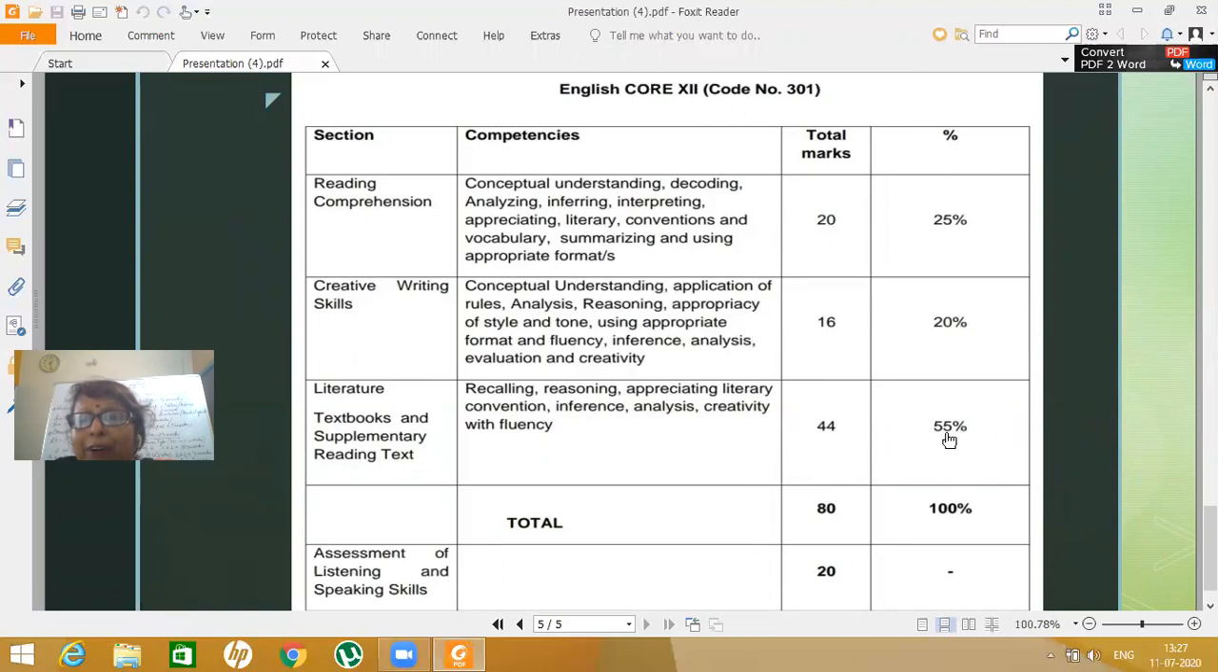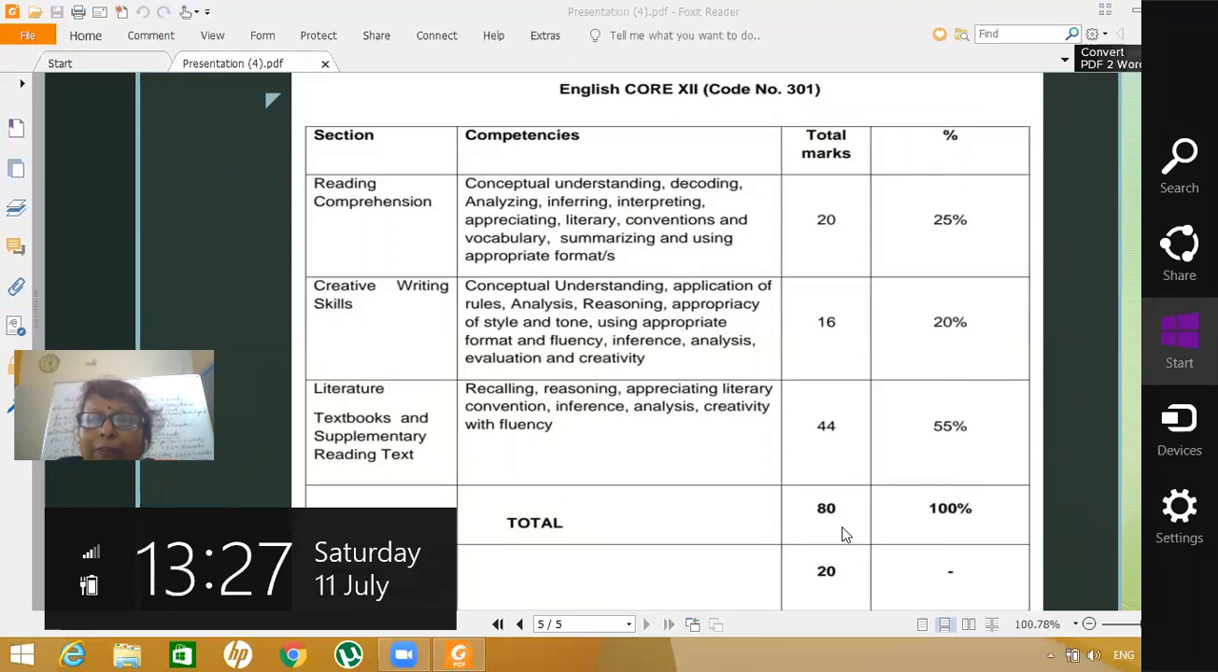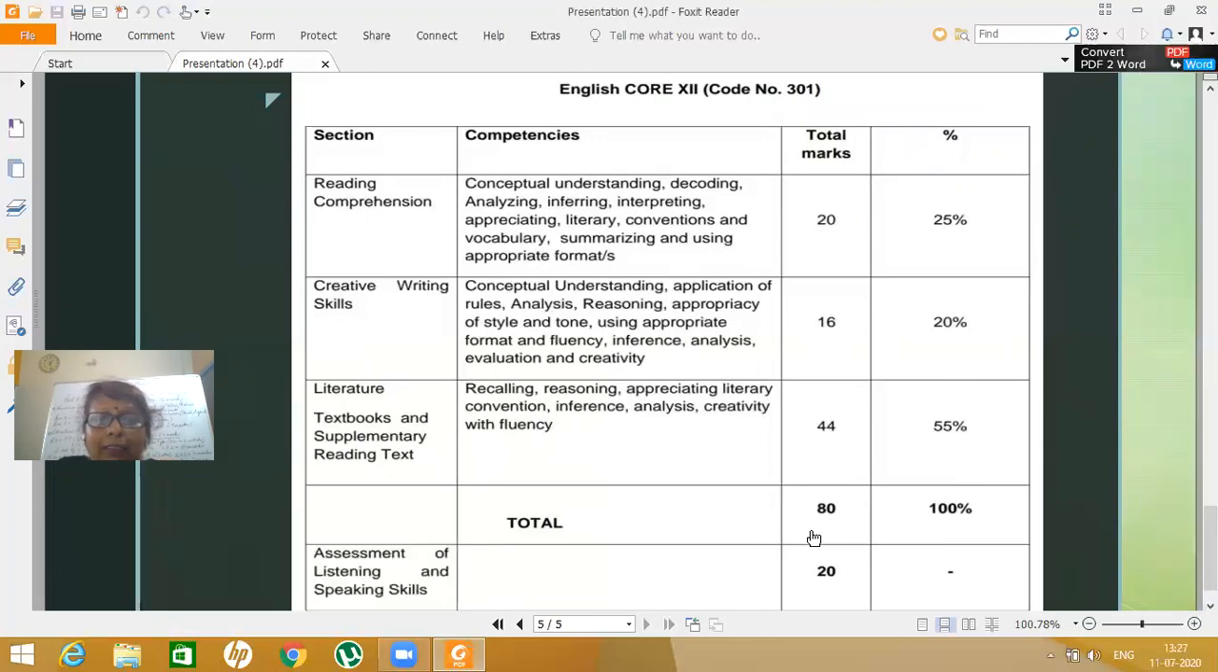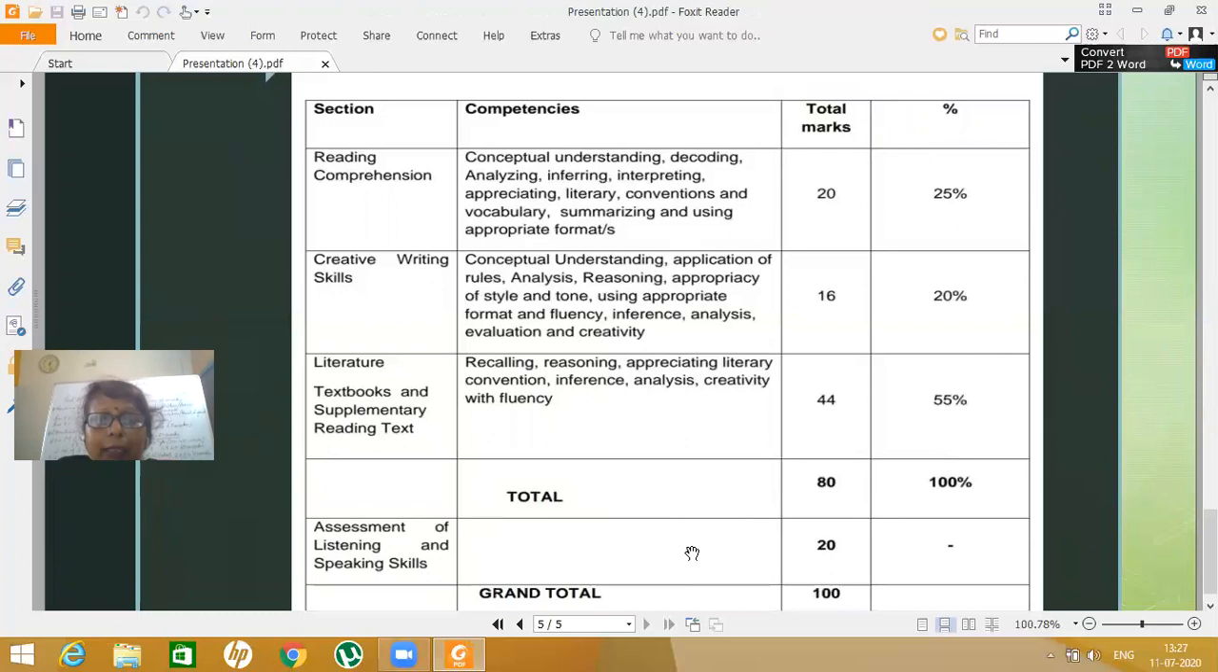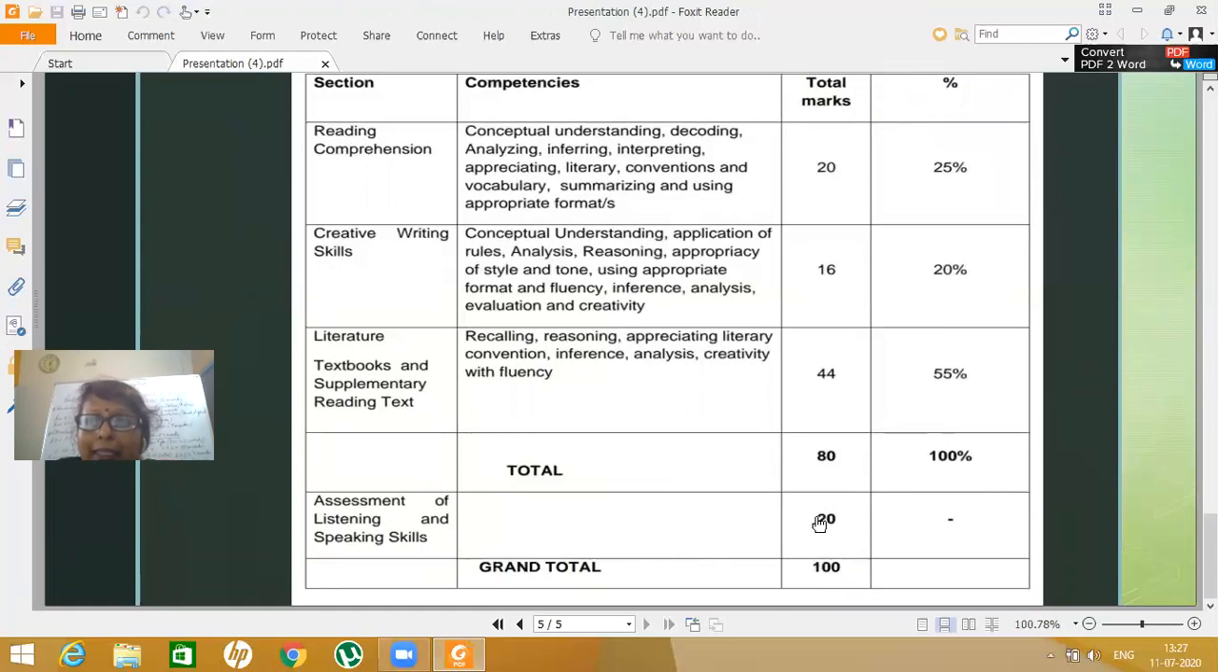So it is 55%, covering more than 50% of your curriculum, of your syllabus. So total 100%, total marks will be 80. And obviously listening and speaking skills will be there, and that will be of 20 marks. So total it will be 100 marks.